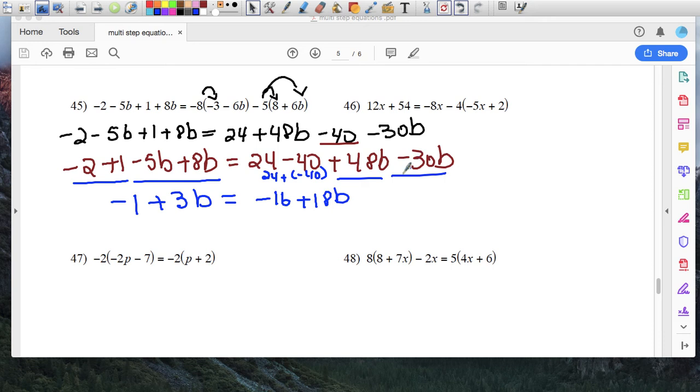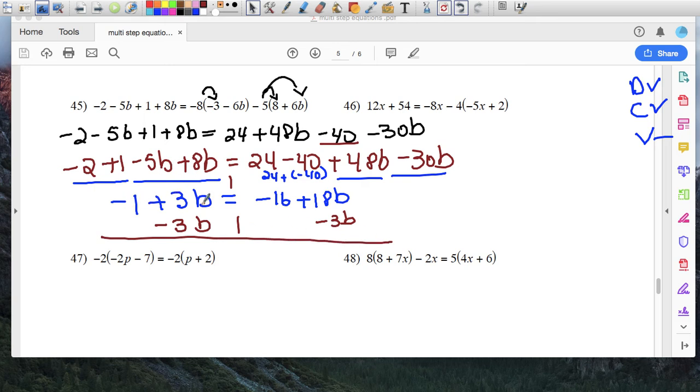So you can see our equations getting smaller and smaller. So we did distributive property, we combined like terms. Now we're going to check if there's a variable on both sides, and there is. So let's get rid of one of them. Let's get rid of the 3b. So minus 3b on this side, minus 3b on this side. So I'll draw a line here. Positive 3b and minus 3b become 0. So all I have left over is minus 1 on that side. Negative 16 does nothing, so it comes down. And positive 18b minus 3b is 15b.